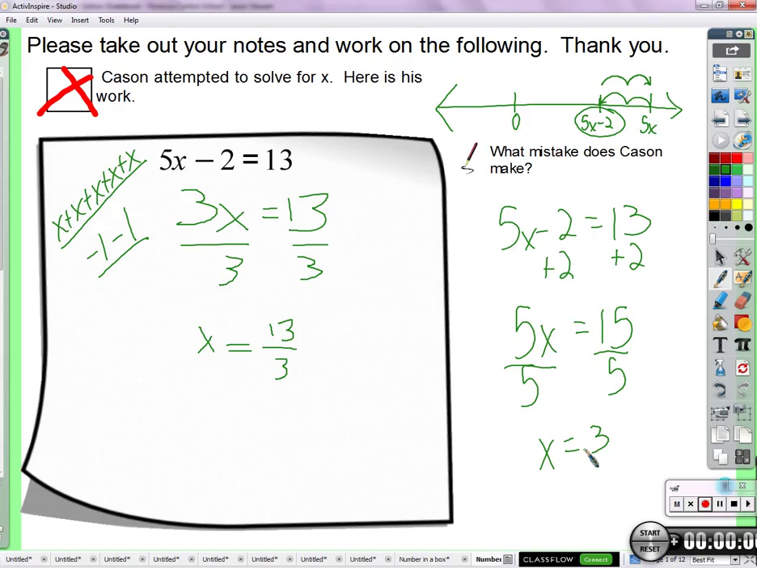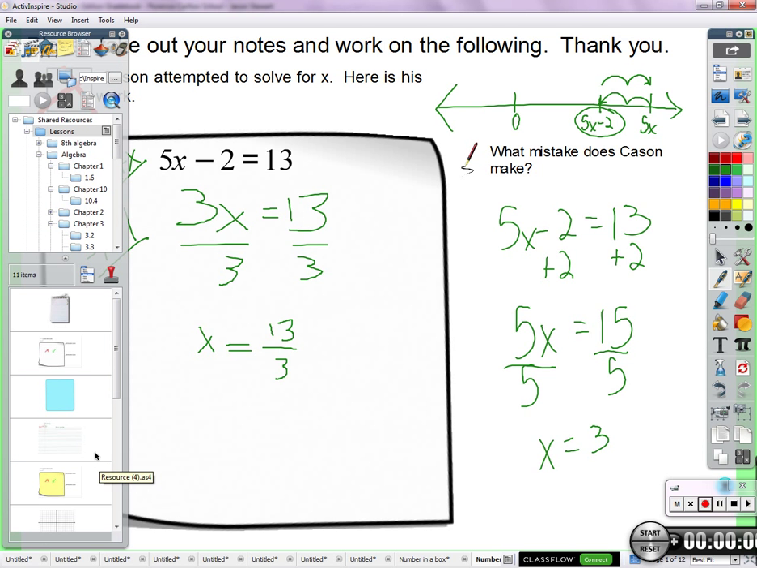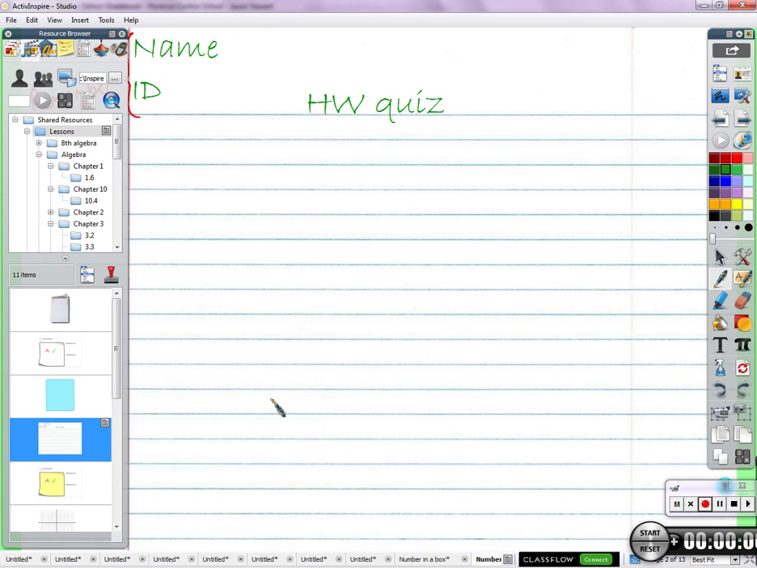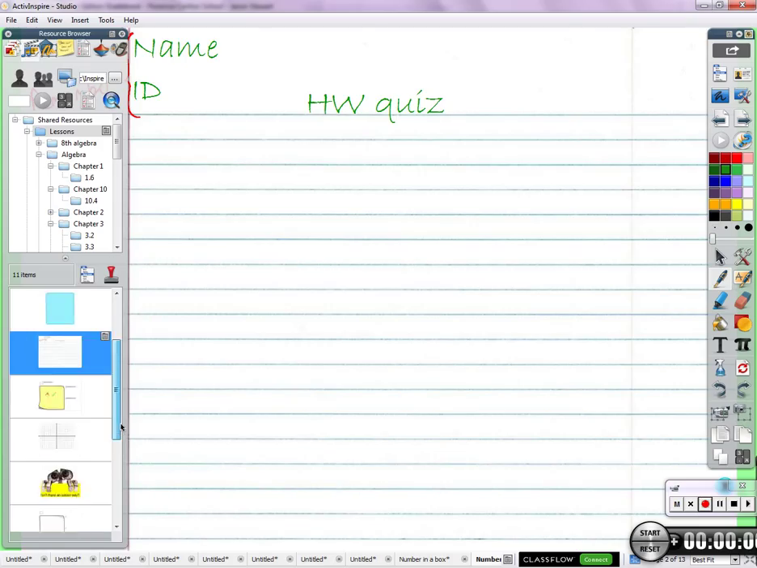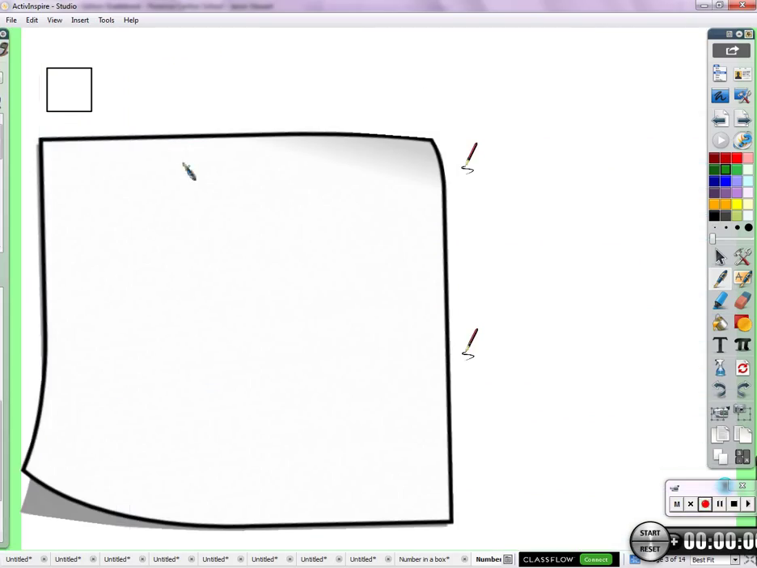Okay. That's a really common mistake that I see. Here's another one. Let me squeeze another one in here. No, that's not what I wanted. There it is. Let's say we had 7x plus, well, especially if it's minus, 7x minus 4.